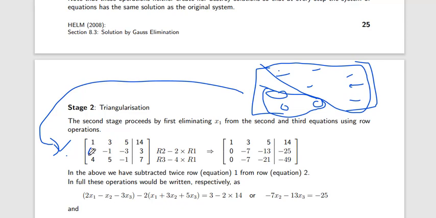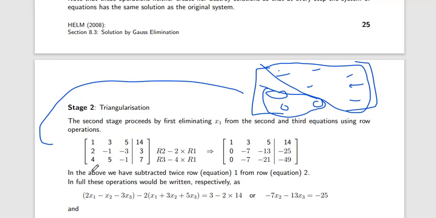Okay, now here we want to get a 0. How do we get it? If we multiply the first row by 2 and subtract it from the second row, then we will get 2 minus 2, which is 0.